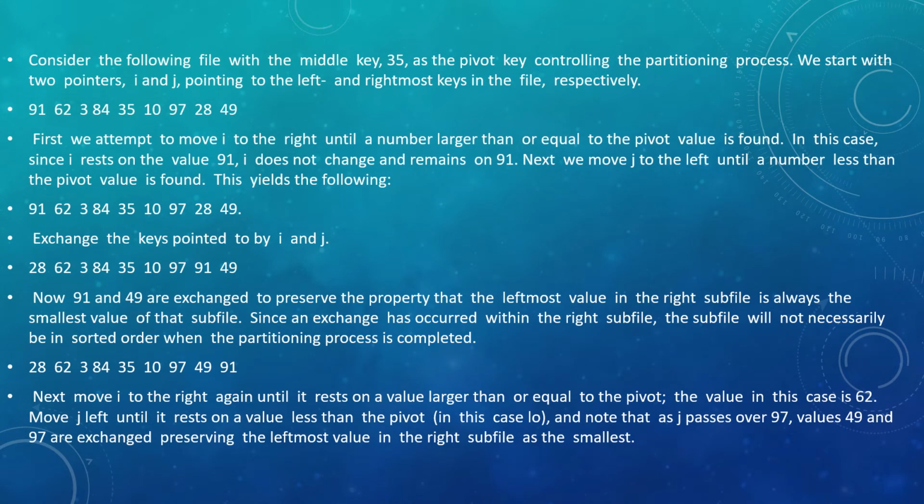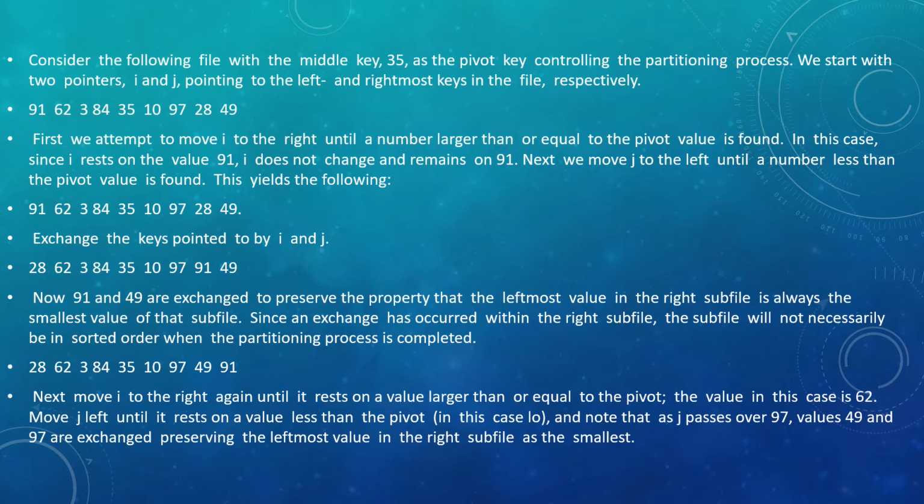Consider the following file with a middle key 35 as a pivot key controlling the partitioning process. We start with two pointers i and j pointing to the left and rightmost keys in the file respectively, that is 91 and 49. First we attempt to move i to the right until a number larger than or equal to the pivot value is found. In this case, since i rests on the value 91, i does not change and remains on 91. Next, we move j to the left until a number less than the pivot value is found. This yields the following result.